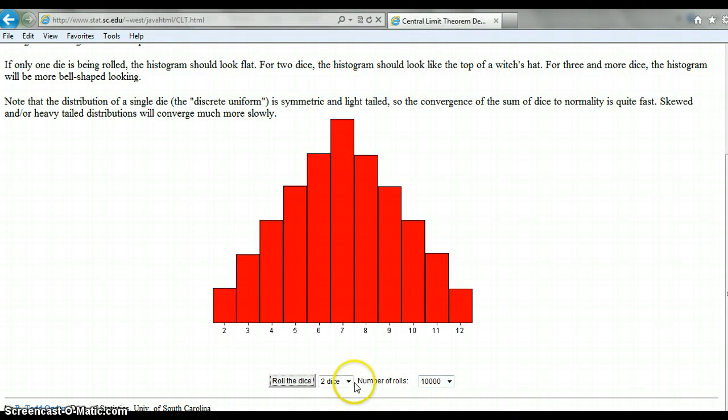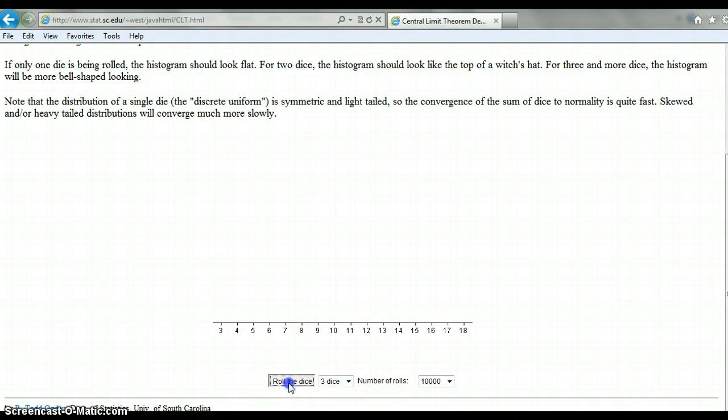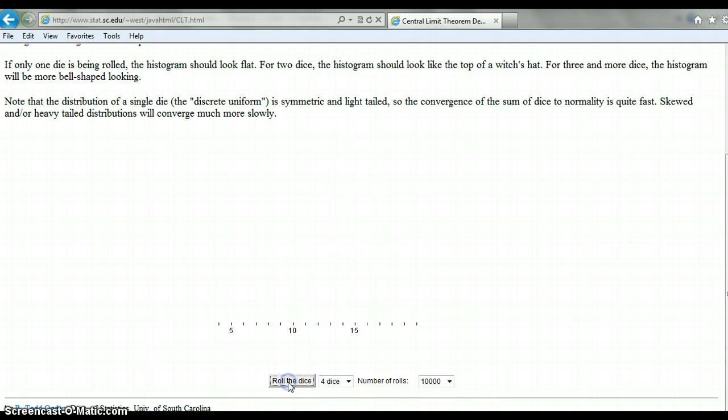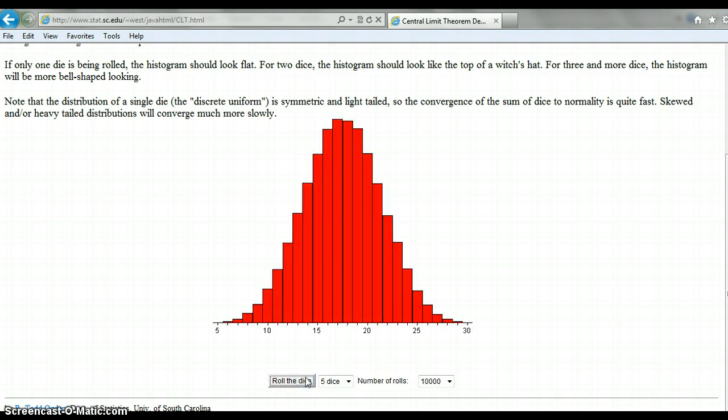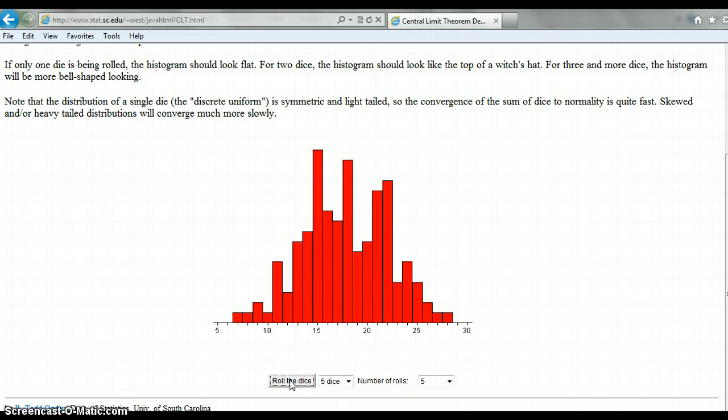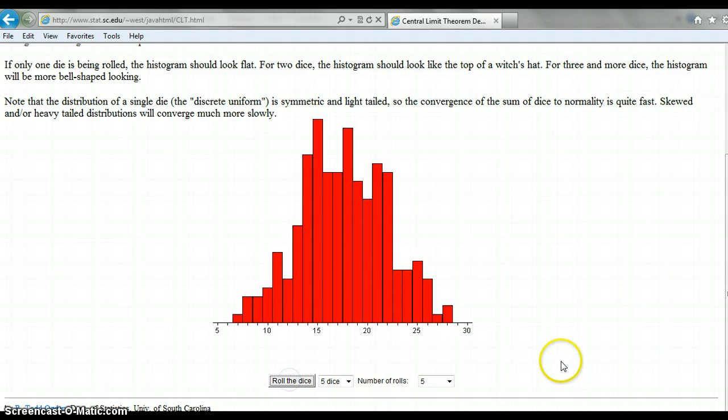But if I go 3 dice, that's looking quite bell-shaped. And if I go 4 dice, it's even more bell-shaped. And 5 dice, nicely bell-shaped, yeah? However, if I go back to 5 dice, and I just do 5 at a time, does that look like a normal distribution? No. But it's from a normal distribution. So it's not until I get a bigger sample size or do more repetitions that it looks kind of normal, but certainly not wonderfully normal. Whereas this is so normal, it's probably boring.